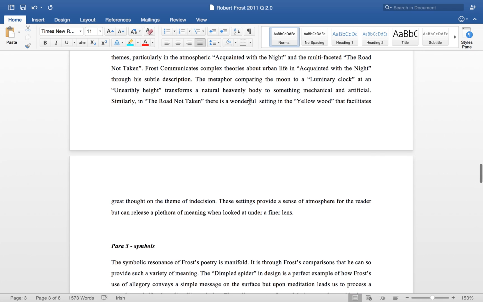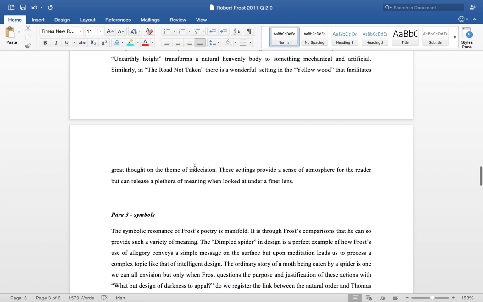The metaphor, comparing the moon to a luminary clock at unearthly height, transforms a natural heavenly body to something mechanical and artificial. Similarly, in The Road Not Taken, there is a wonderful setting in the Yellow Wood that facilitates great thought on the theme of indecision. These settings provide a sense of atmosphere for the reader, but can release a plethora of meaning when looked at under a finer lens. So, my main point here is that the settings provide atmosphere at a simple level, but at a more complex level, they can release more meaning, more themes, deeper themes.